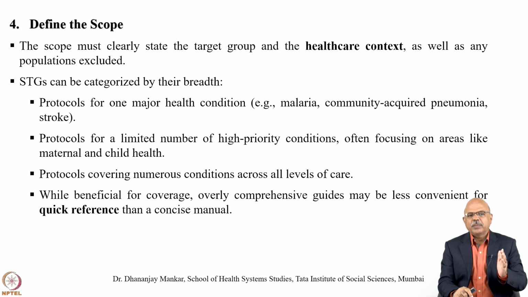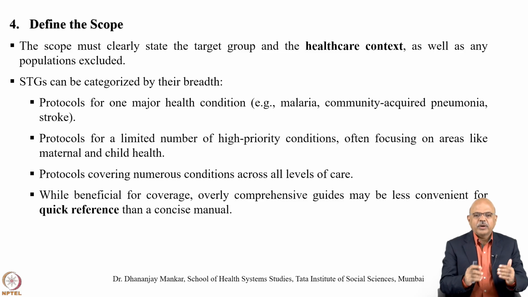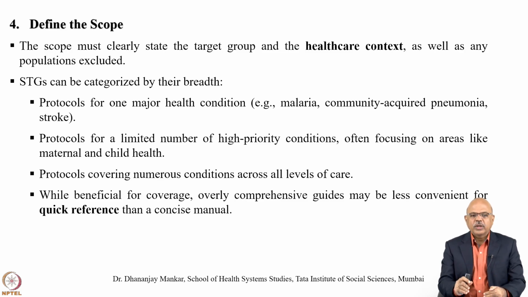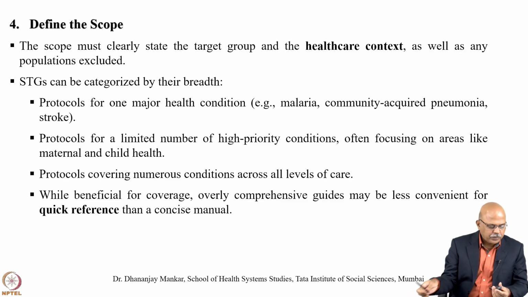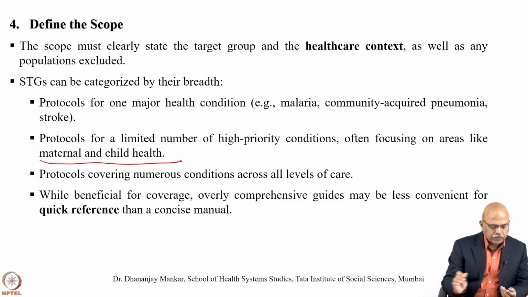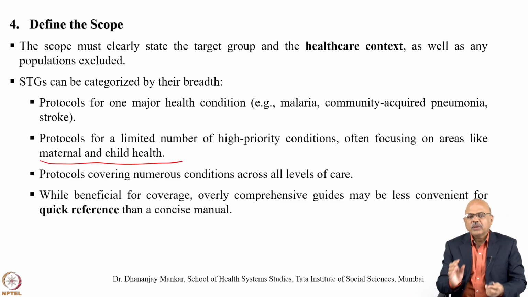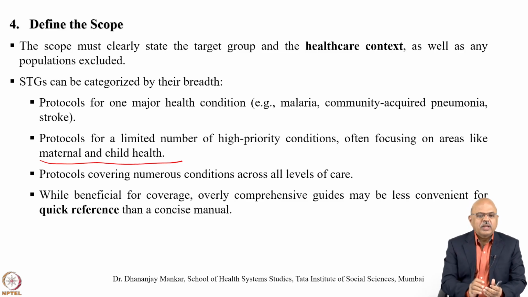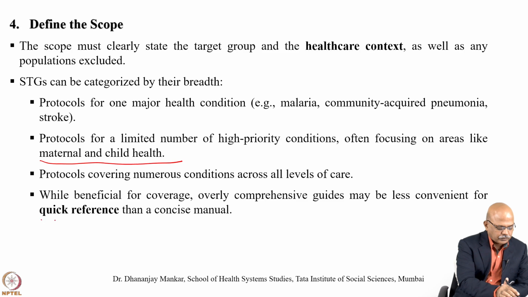Standard treatment guidelines can be categorized by their breadth. Protocol for one major health condition, such as malaria, community acquired pneumonia, or stroke. Protocols for a limited number of high priority conditions, often focusing on areas like maternal and child health. Protocols covering numerous conditions across all levels of care. While beneficial for coverage, overly comprehensive guides may be less convenient for quick reference than a concise manual.